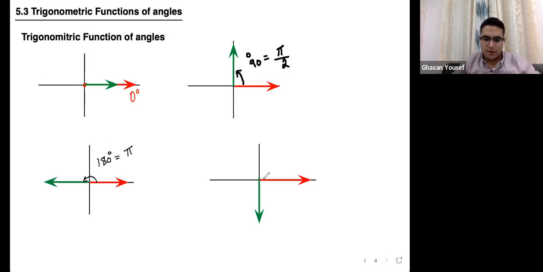And the same thing for this one here. This is 270 degrees, and this is equal to 3 pi over 2 radians.